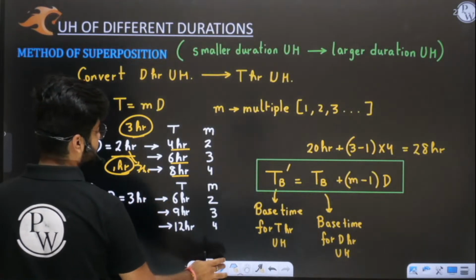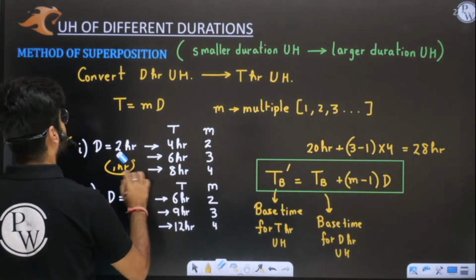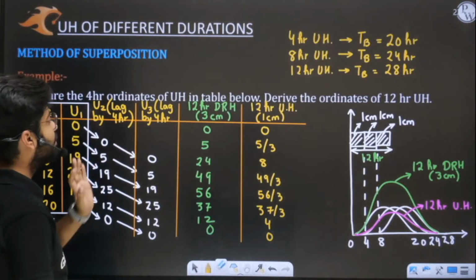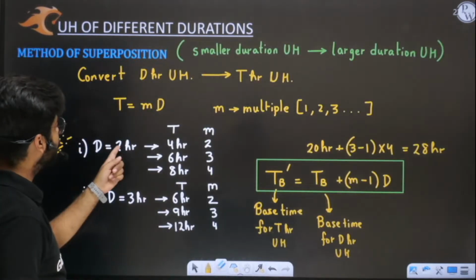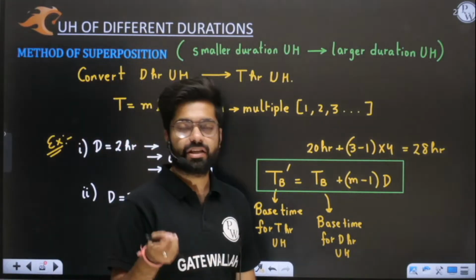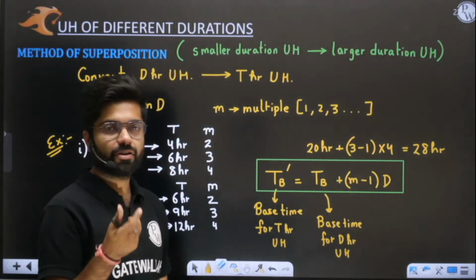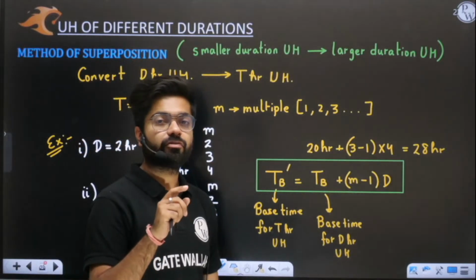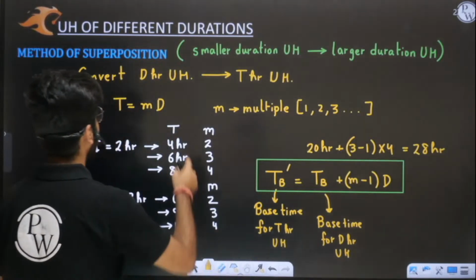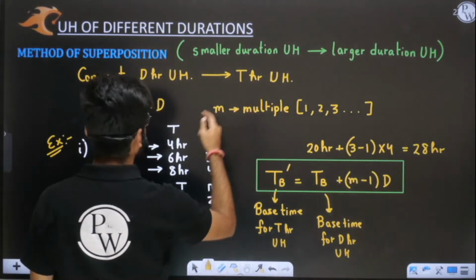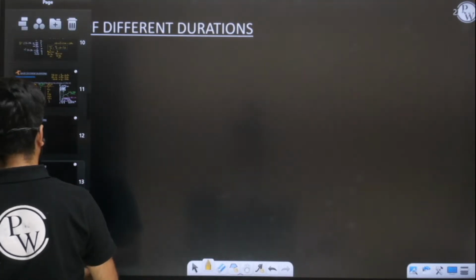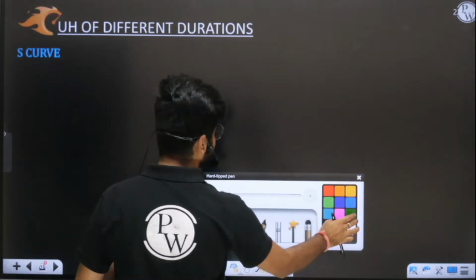Why? Because when I lag it, I only get multiple durations. But if I want to convert this 2 hour duration into 3 hour, because rainfall can happen for 3 hour also, 7 hour also, so if I want to convert a duration dr into tr, which is not a multiple, how will I do it? Then I will use the S curve, as a technique.